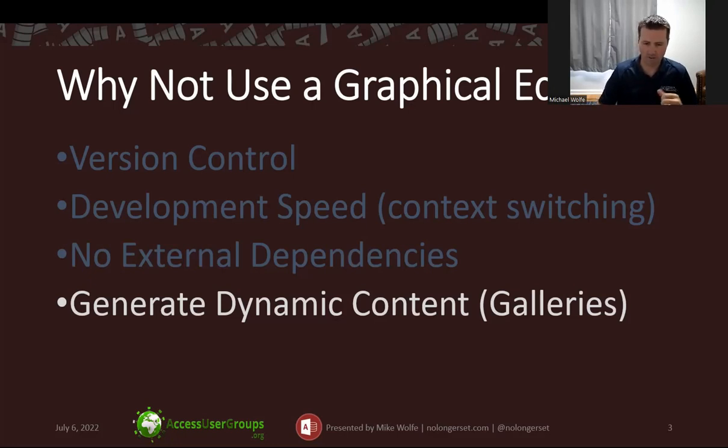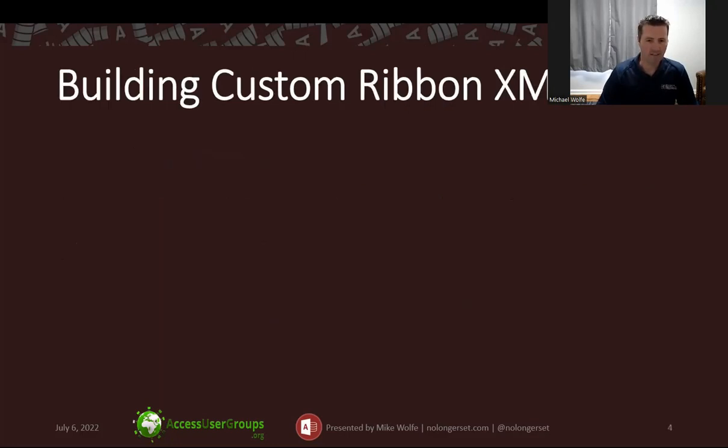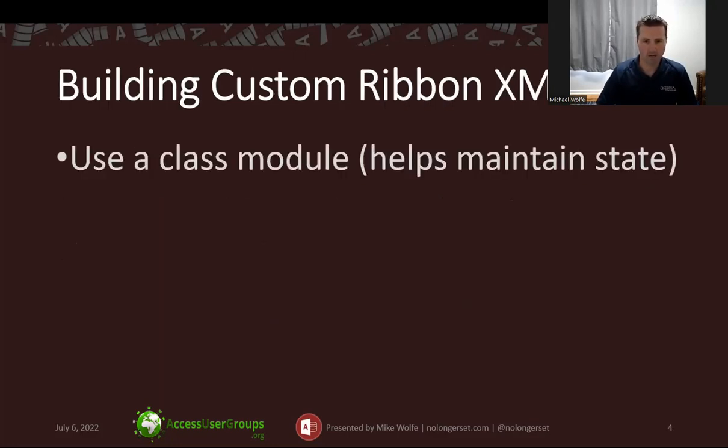And I'll show you what it looks like later on with this technique. It's very simple. You go through a loop and you have one line of code for each button that you want to add, each item that you want to add to your dropdown. Getting into actually building the custom ribbon XML.